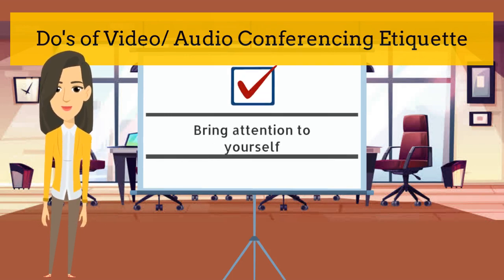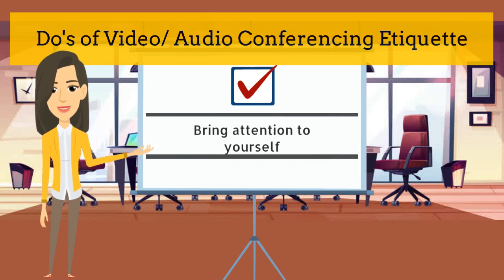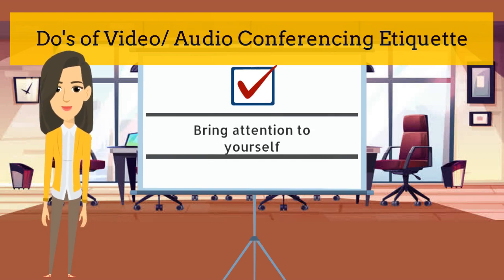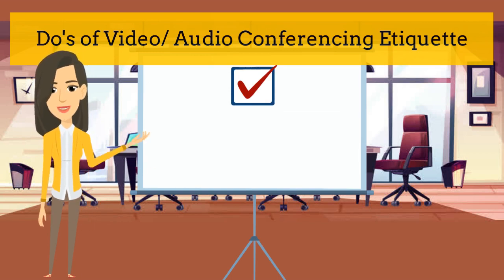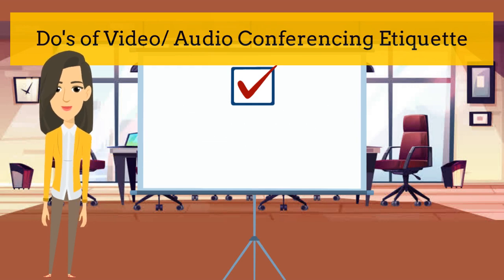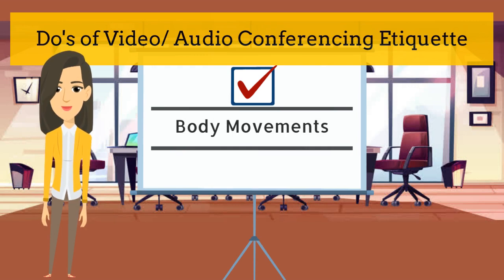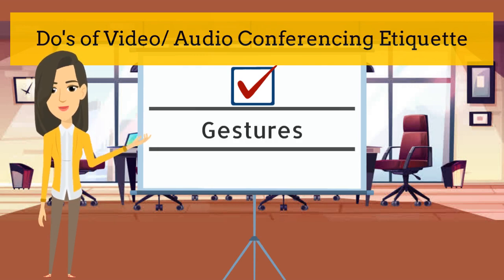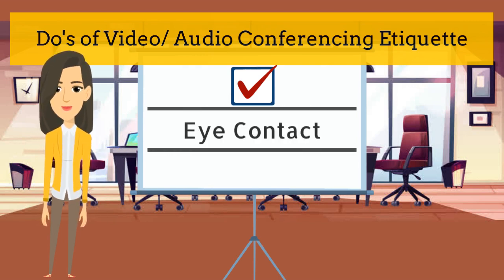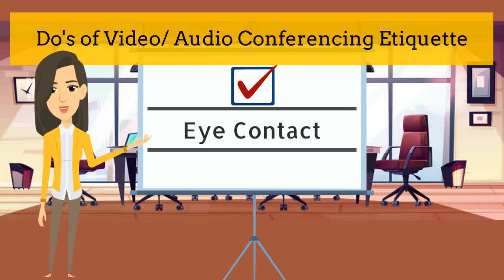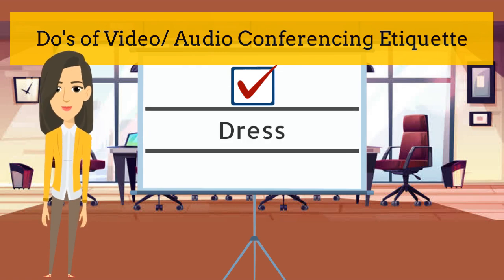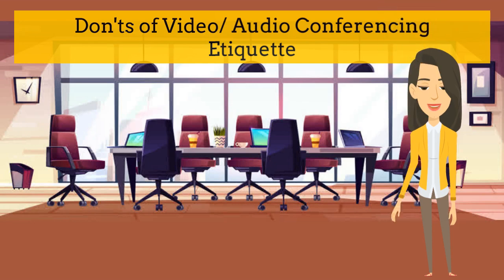Bring attention to yourself by signaling with your hand or saying question or comment, and then wait a couple seconds before continuing. Do be courteous to other participants. Do speak clearly. Do keep body movements minimal. Do move and gesture slowly and naturally. Do maintain eye contact by looking into the camera. Do dress appropriately.